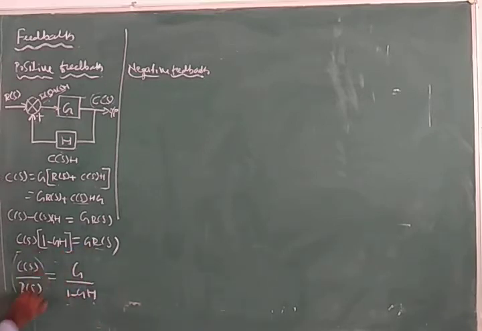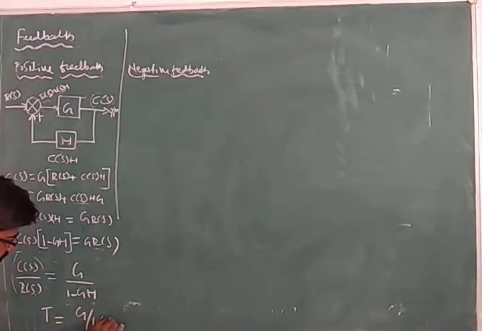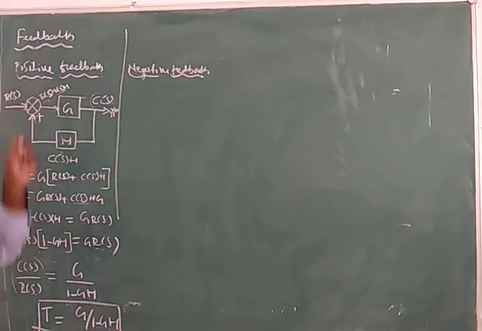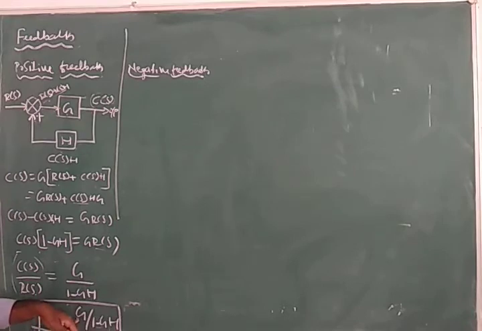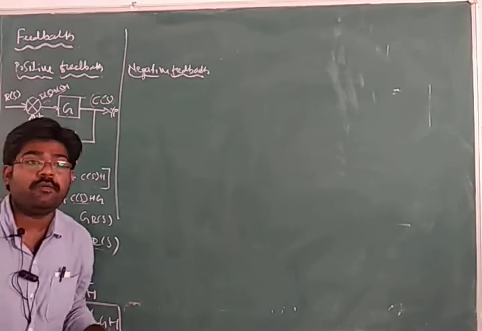This is nothing but the transfer function, T equals G divided by 1 minus GH. So this is the transfer function of positive feedback, G divided by 1 minus GH.